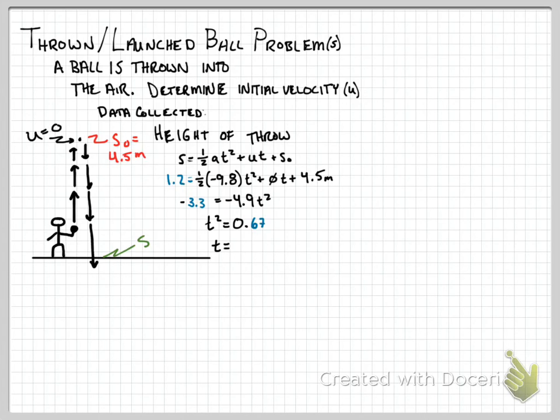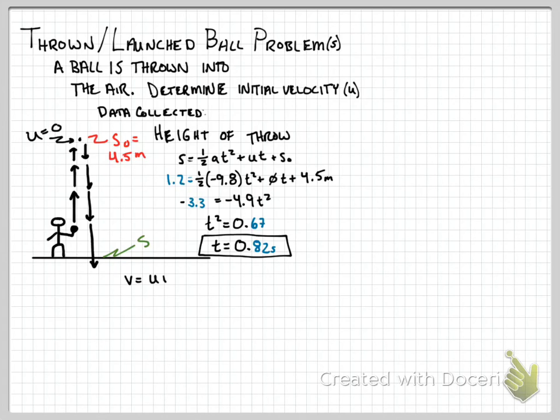By combining some like terms, we get negative 3.3 equals negative 4.9 t squared. Dividing both sides by the negative 4.9, we have t squared equals 0.67, and then t equals 0.82 seconds. This is the amount of time it takes to get from your hand to the maximum peak.